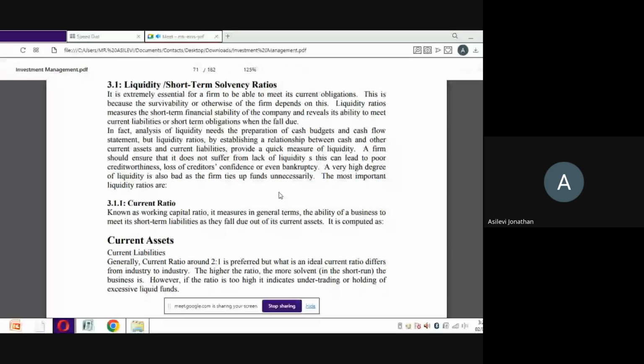But liquidity ratios, by establishing a relationship between cash and other current assets, show the money to honor its financial obligations when they fall due.